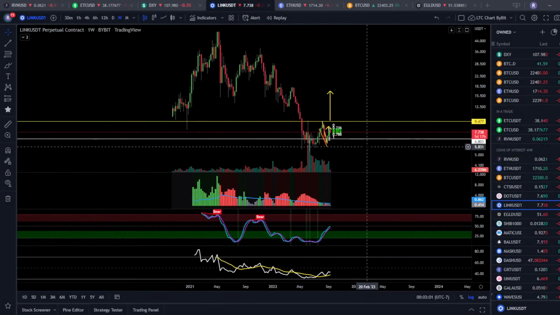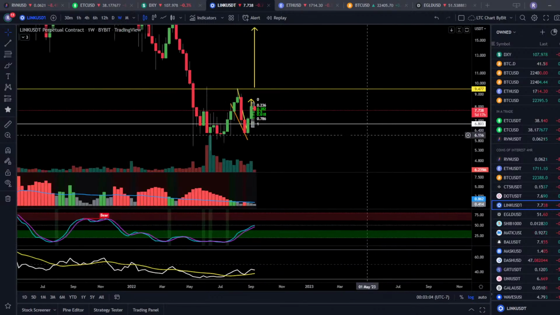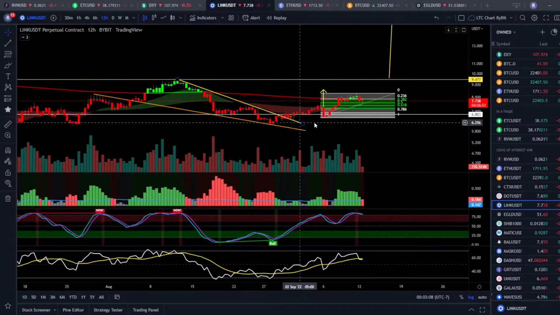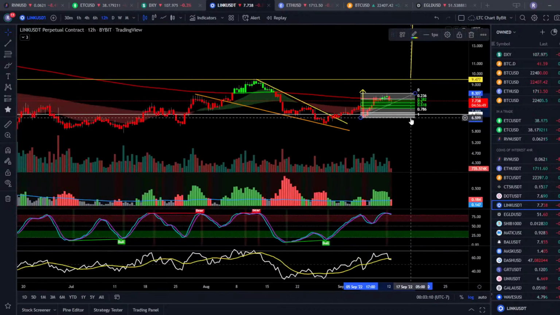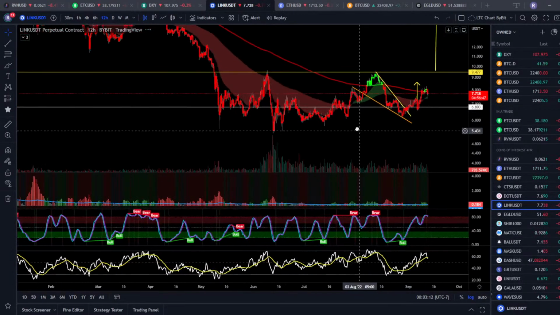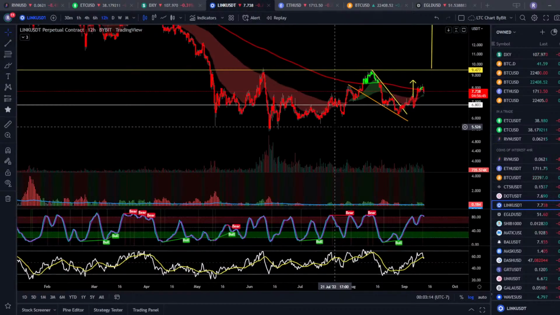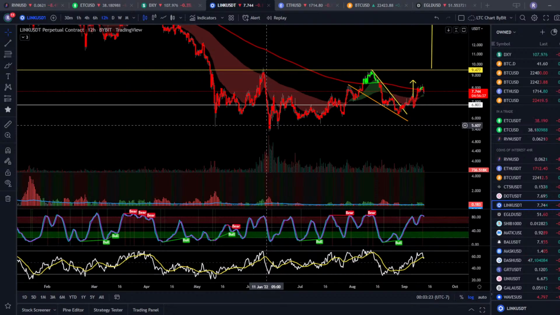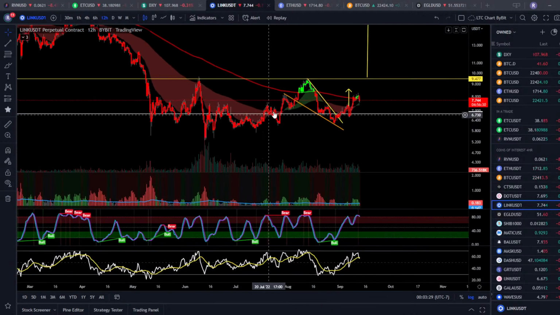Because, and let me get rid of some of the stuff I got on here. Actually, let me go down to the 12-hour. So, I've been following Link for a while now. I bought a big bag of Link when it was down around $5.50 right in here. I don't even remember actually, but I had charted that this was the bottom of Link, and I bought in a bunch around here. And then it's been slowly going up.